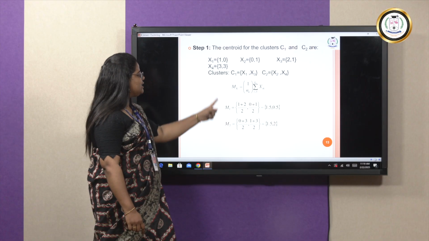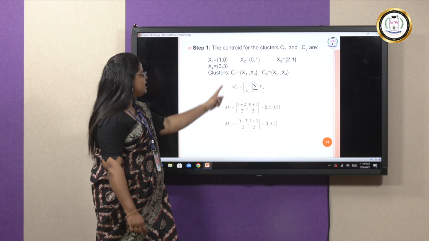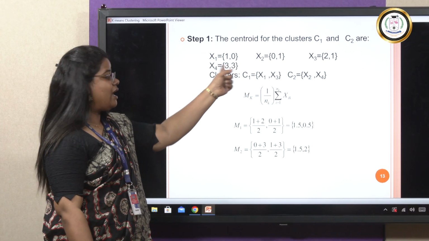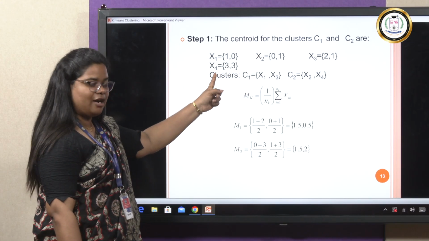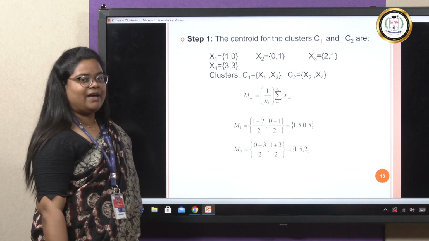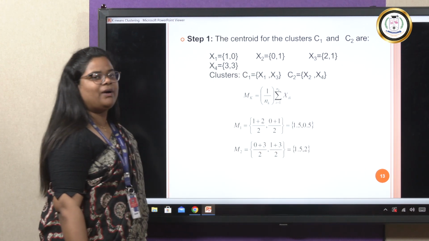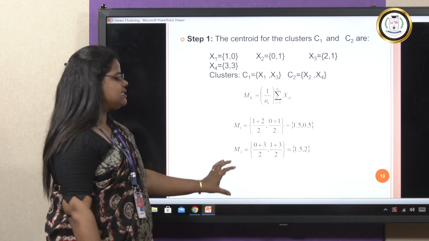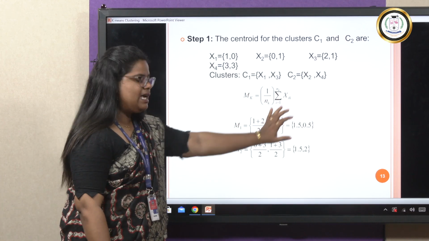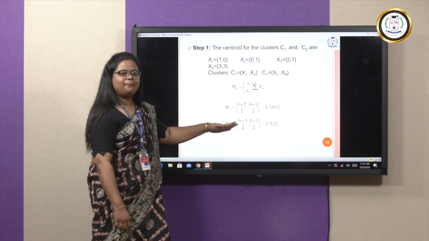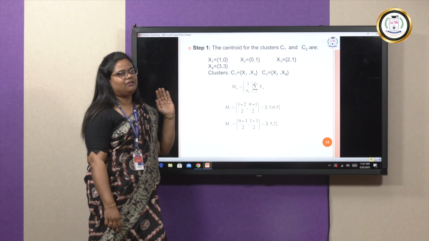Same thing, we are having cluster 2, we are having the mean as x2 and x4, that you have to connect. So 0 plus 3 divided by 2 and 1 plus 3 divided by 2, we will be getting the answer as 1.5 and 2. Now these are the cluster heads. So this is for C1 and this is for C2. So once you completed the mean, now we have to find out the error term.